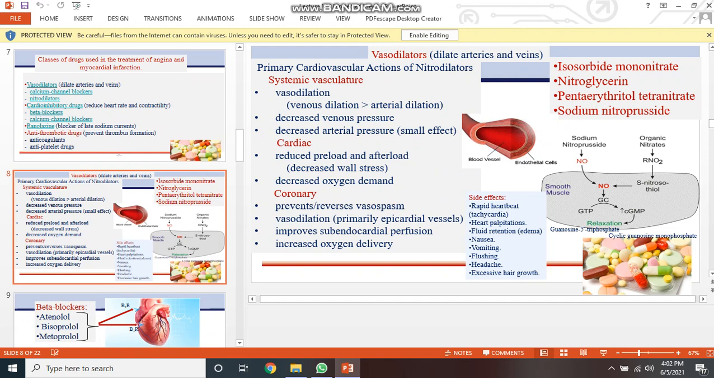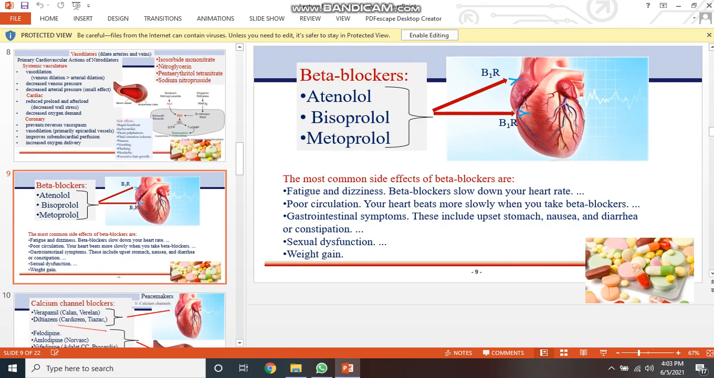pentaerythritol tetranitrate and sodium nitroprusside. Other one is the beta blocker, which blocks the heart's beta-1 receptors. Examples are atenolol, bisoprolol and metoprolol. The most common side effects of beta blockers are fatigue and dizziness. Beta blockers slow down your heart rate, so your heart beats more slowly when you take them. Gastrointestinal symptoms include upset stomach, nausea, diarrhea or constipation, as well as sexual dysfunction and weight gain.